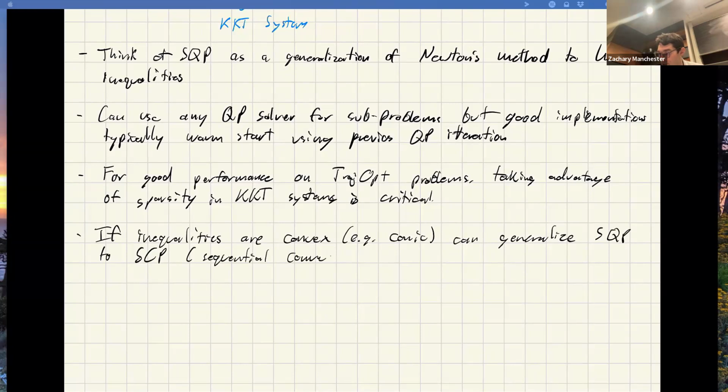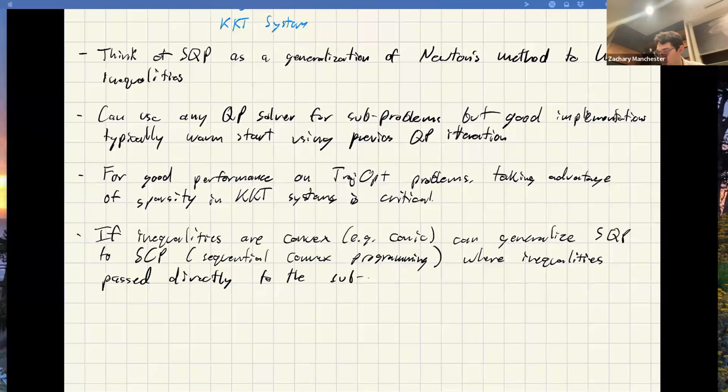Sequential convex programming. So to be clear, SQP is a special case of SCP. And you just put those inequalities directly into subproblems. And yeah, that's super hot. There's a good review paper in IEEE Control Systems magazine from last year with a survey of this stuff. This has been hot for like 10 years or so.